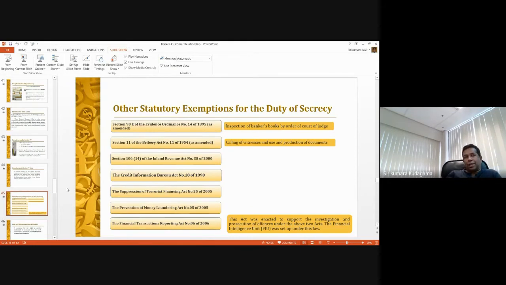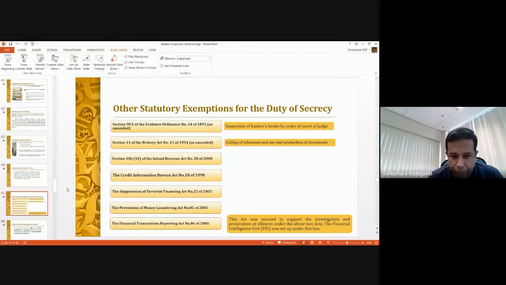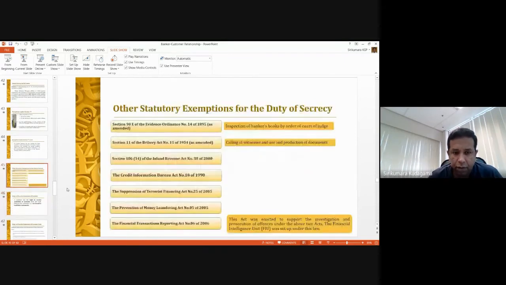So bankers are sometimes supposed to suspect the customer and inform that to the central bank. In those circumstances, you are protected, right? That protection is given there. That is the position.